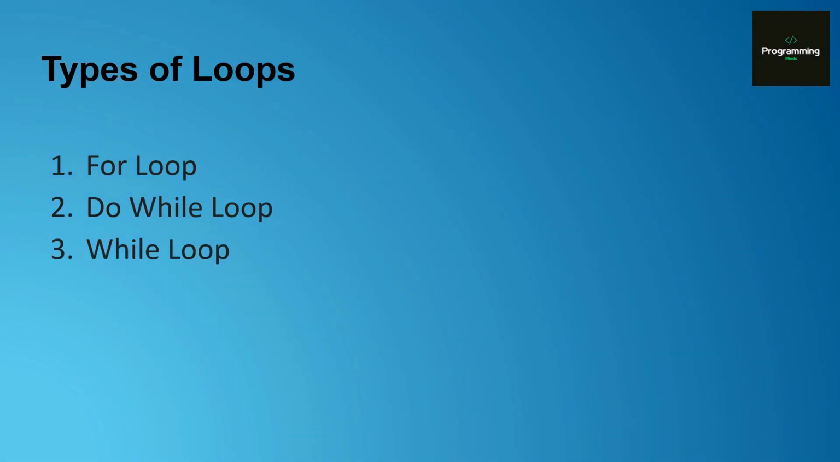There are three types of loops present in C++: for loop, do while loop and while loop. We will look into each loop separately.